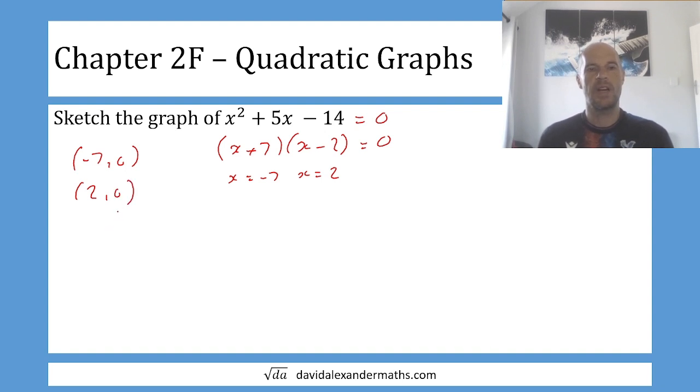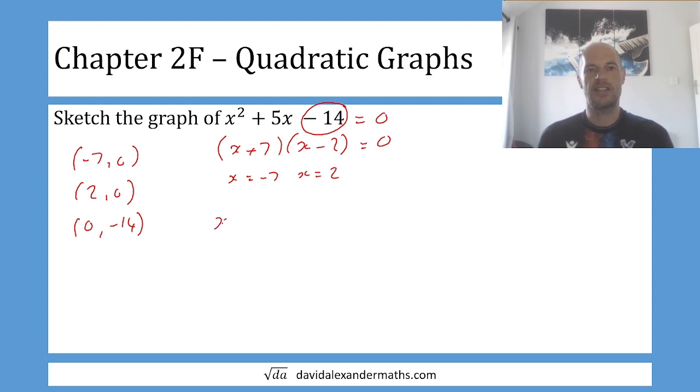Now we also can work out the y-intercept. The y-axis is the line where x is 0. So if I substitute 0 into this equation, 0 squared plus 5 times 0 minus 14 is minus 14. In other words, this number at the end, that is our y-intercept. So 0, minus 14.